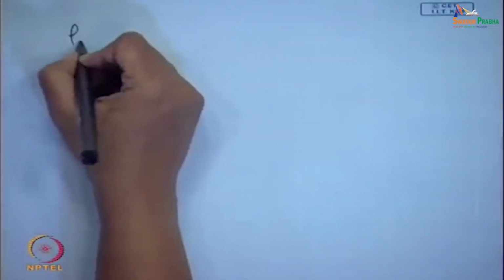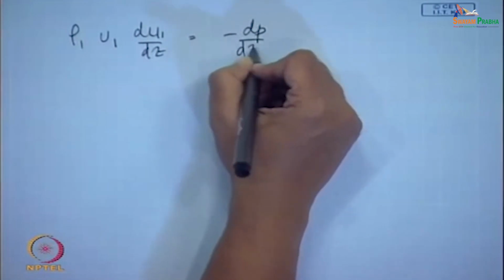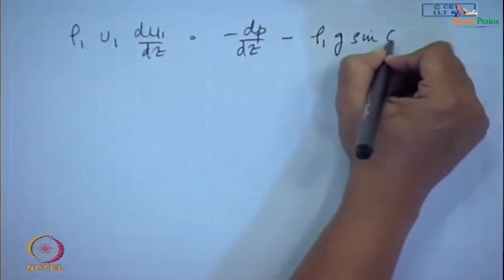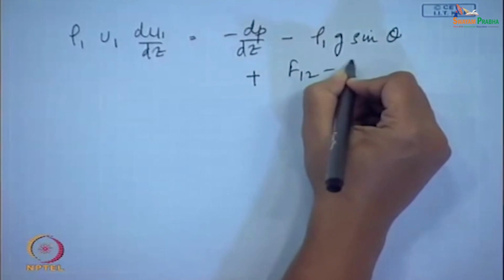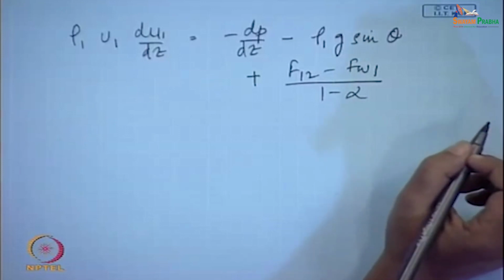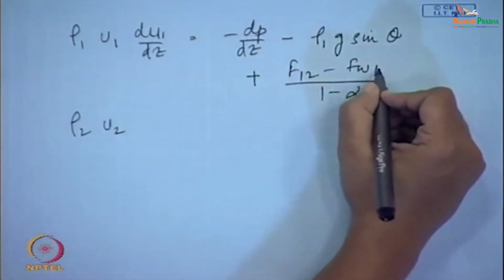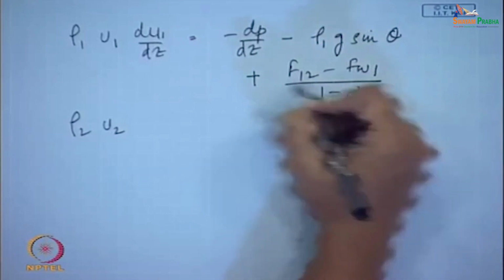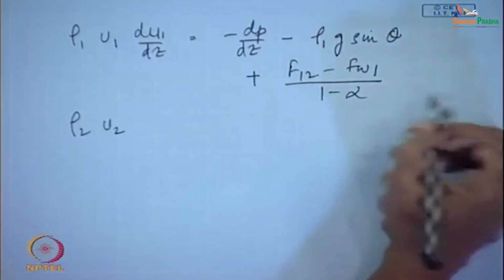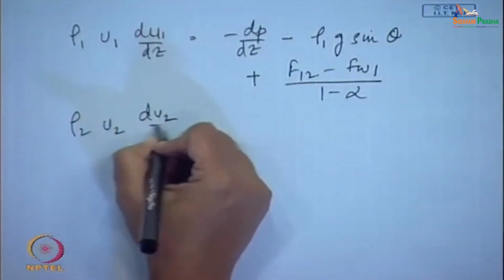We get rho 1 u1 du1 dz equals minus dp dz, one dimensional flow, minus rho 1 g sin theta plus F12 minus Fw1 by 1 minus alpha. If you remember, this we had already derived when dealing with our drift flux model, is not it? And then I had said that wall shear stresses are negligible, so we have just F12, and under inertia dominant conditions we found that F12 was a function of alpha, J21 and so on. In the drift flux model we had done it. Please go through all those things, otherwise it is going to be very, very difficult.